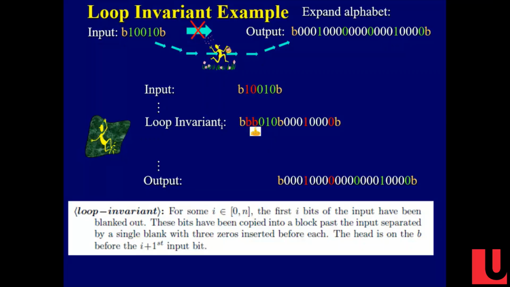Everybody see this is a really nice loop invariant. Everybody understand it? It tells you what I've done. In fact, the parts I've done, I've destroyed. The parts I haven't done are still ready for me to read. The part of the answer output I've done is there. Everybody got it? And where's my head? My head is right before the character that I need to read next, right?